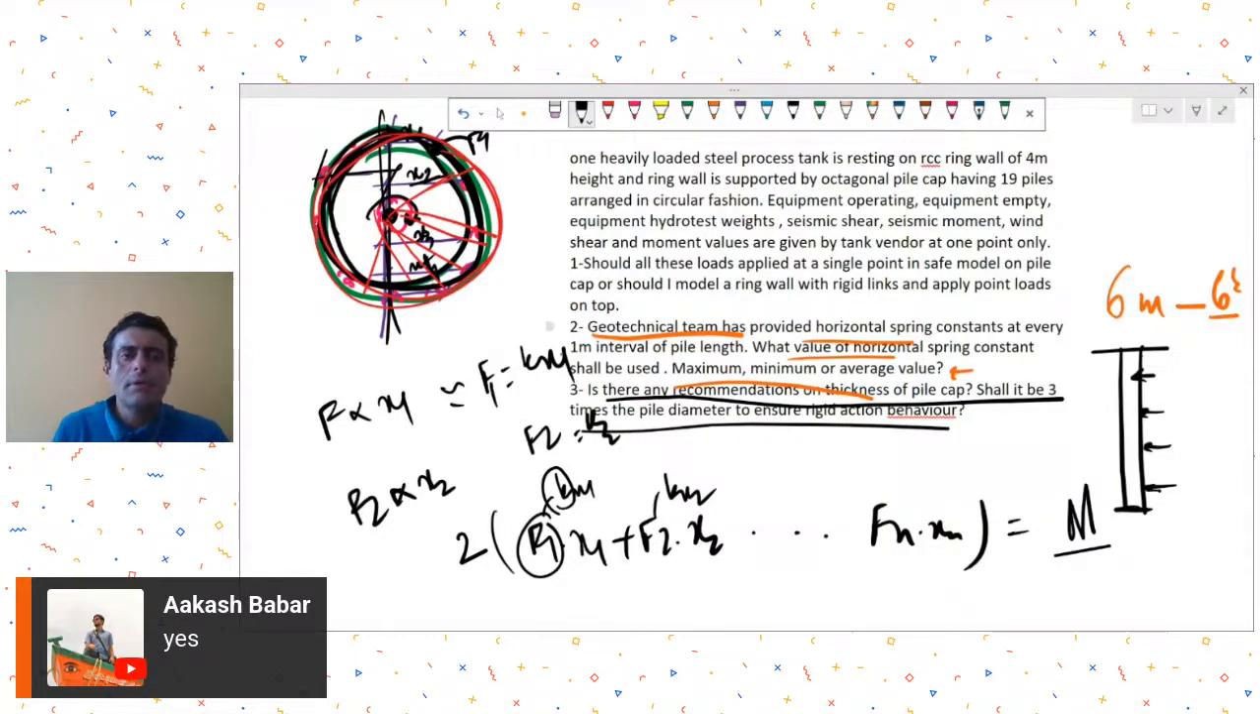See, in this case rigid action behavior may not be required, because the centroid of the tank and the centroid of the pile will coincide. So as long as the loads are gravity loads, all the piles will have the same reactions in them. So in this case, rigid action as such is not required. The pile cap thickness you can find out with respect to your normal flexure and shear checks. Okay.